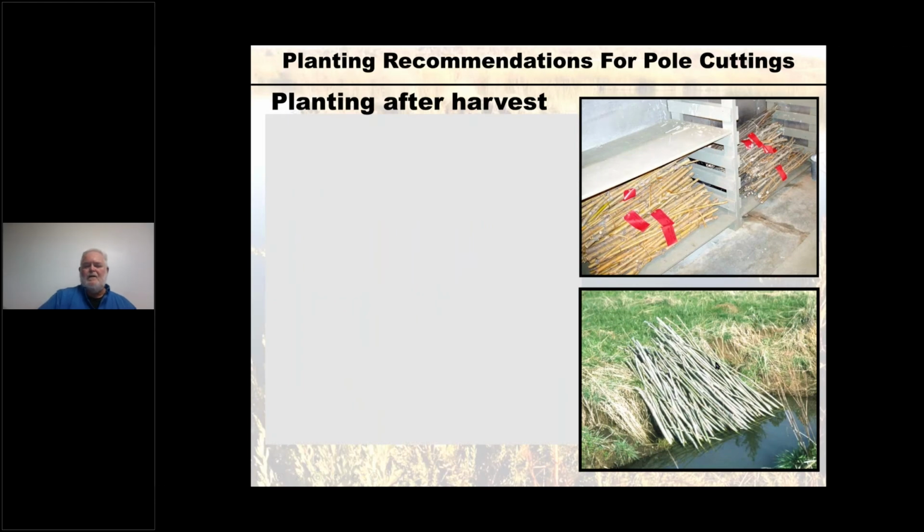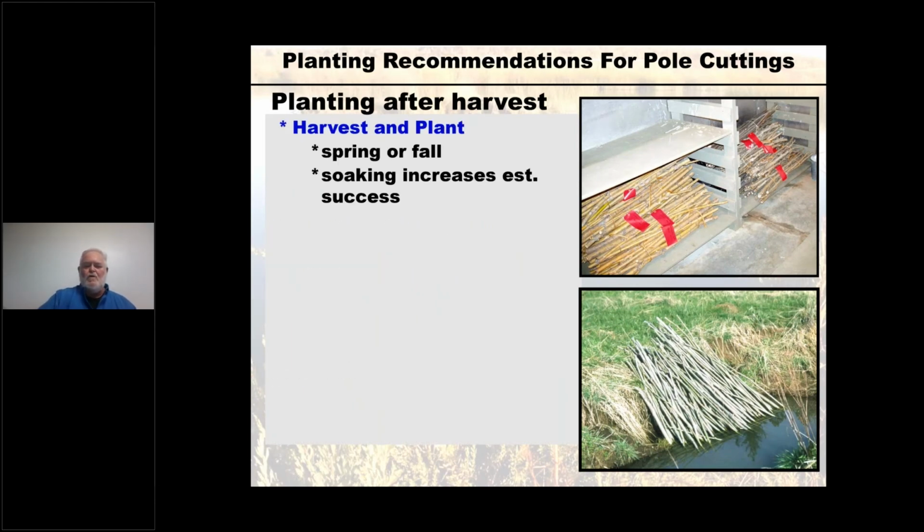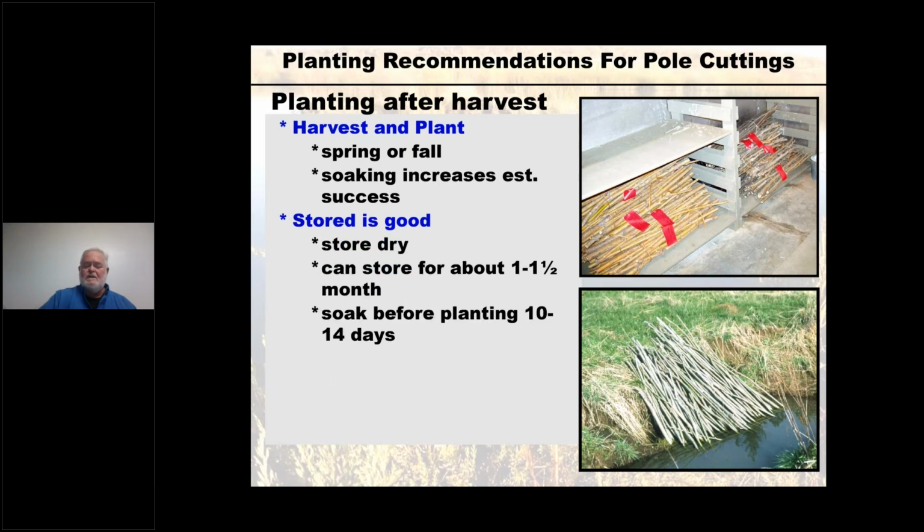So let's talk a little bit about after harvest. And so when you harvest, you can go ahead and plant right away. In spring or fall, you just go ahead and cut it in one spot and plant it in the next. Remember, what I've found is soaking will tend to increase your establishment success. Stored is good. I do a lot of storage. I tend to store them dry like this.